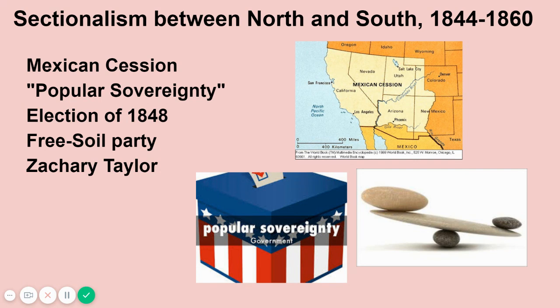It was an issue that was brought up in the election of 1848. In fact, the Democratic nominee, one Lewis Cass, C-A-S-S, is the one that promoted and actually coined this term, popular sovereignty. Sounds very democratic.